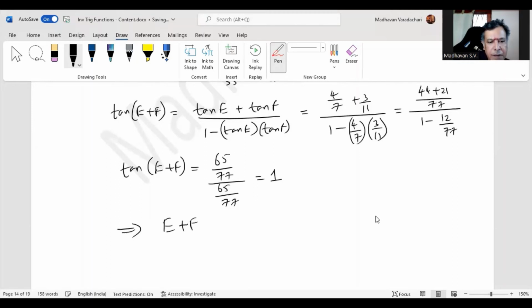Which means E plus F is nothing but tan inverse of 1. Now tan inverse of 1 is nothing but pi by 4. So we proved now E plus F is equal to pi by 4. That is the result of this particular problem.